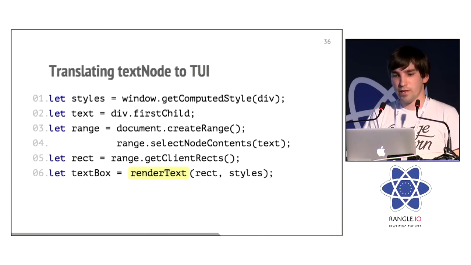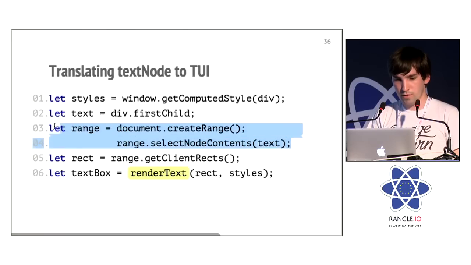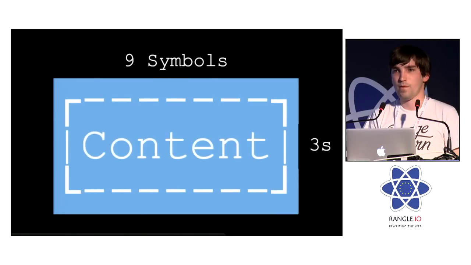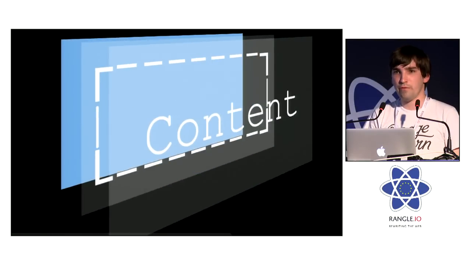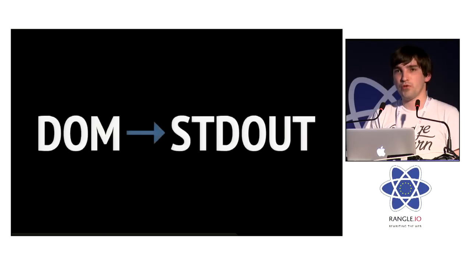Another thing is a text node. It's a bit more complicated than just handling the rendering of the box. The only difference is that you need to measure the text using document.createRange and render it as you did with the box. At the end, you have three layers, just background, border, and text, and you need somehow to deliver it to stdout. I'm using socket.io, so it's really simple.